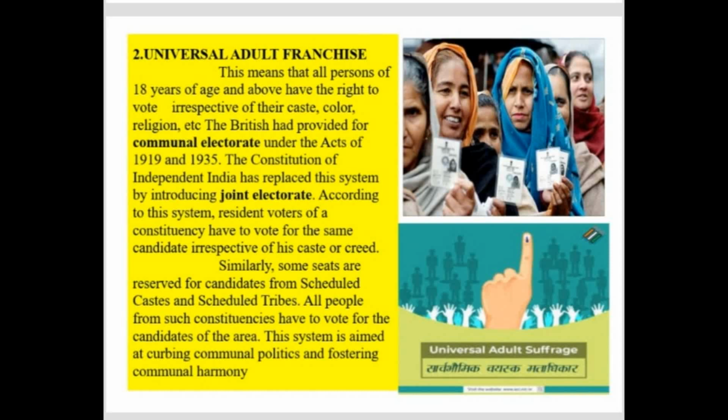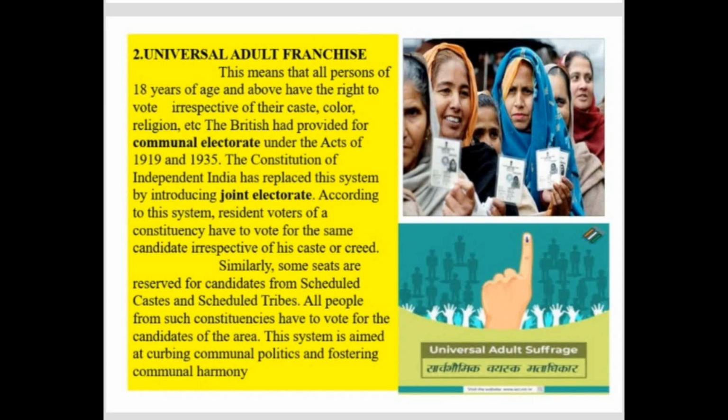So in the process of electing their own governments, the Constitution has provided universal adult franchise for citizens. That means with this universal adult franchise, people who are above the age of 18 years will get the right to vote, which in turn will elect their governments. If you look at the history of universal adult franchise, the British government was following communal electorates, and it was a very bad practice introduced by the Britishers.